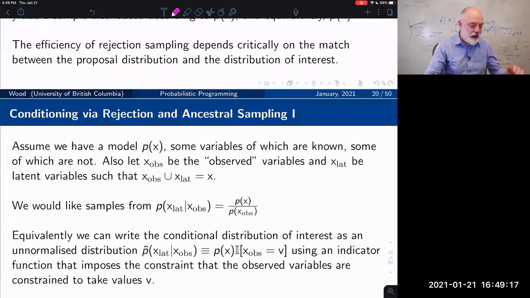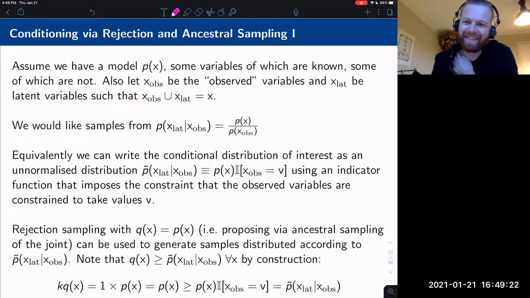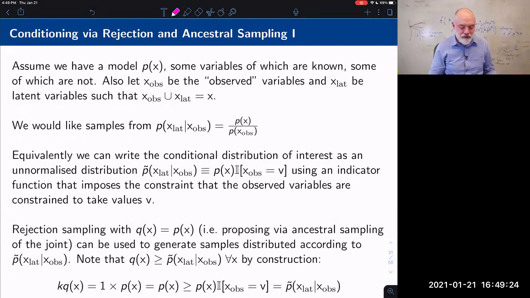That's right. So I will do you a favor. The useful thing to think about here is ancestral sampling and rejection to give you posterior samples, basically, right? So let's say we have a model, some of whose variables are known, some of which are not. We'll say the x obs are the observed variables, and x latent will be the latent variables, such that the union of those is x. Okay. So we want, for instance, samples from the posterior distribution of the latents given the observeds.